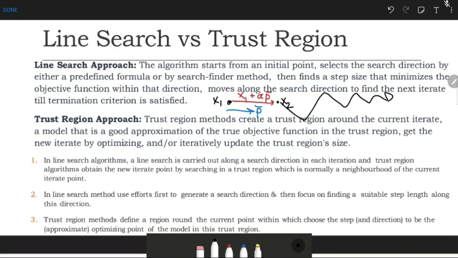Trust region approach. Trust region methods create a trust region around the current iterate. A model that is a good approximation of the true objective function in the trust region. Get the new iterate by iteratively optimizing the trust region size. I think it's something like, I don't know. You have a point, and then it's creating some region around it, and it's doing something in that region. We'll see. I think they will explain the process to us.